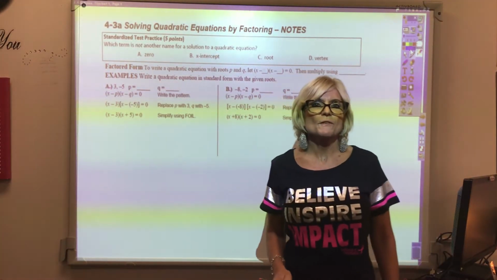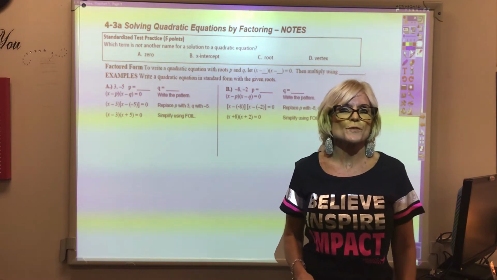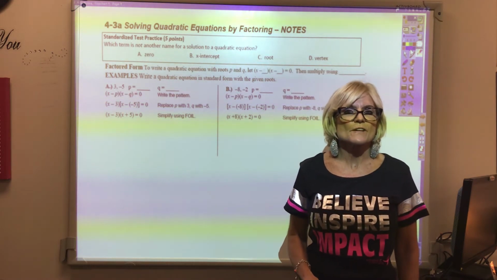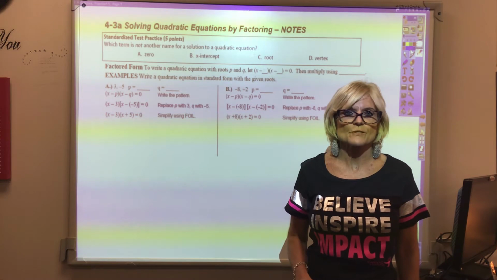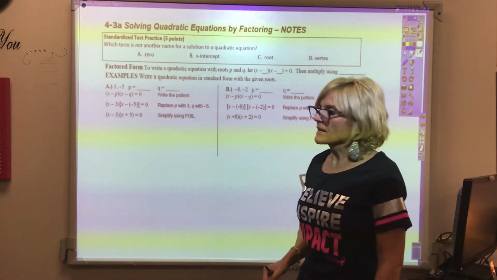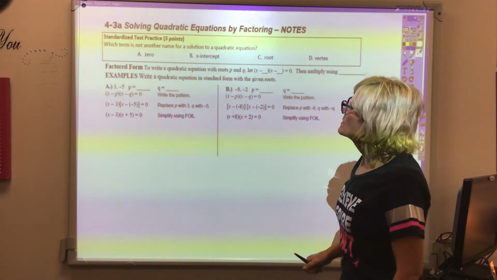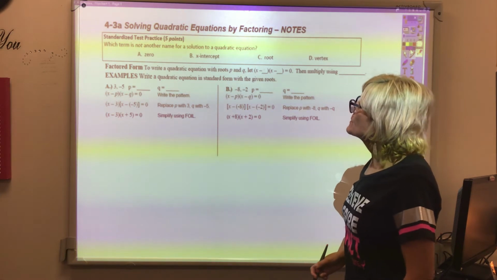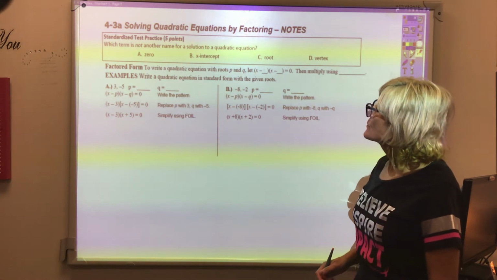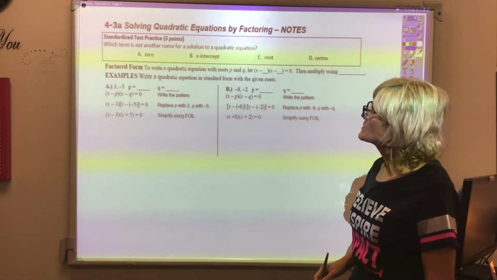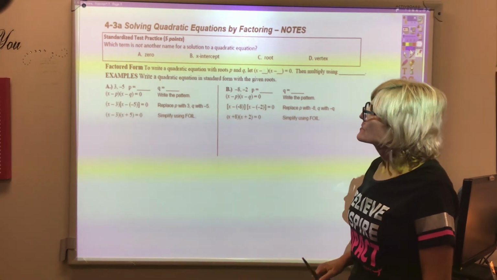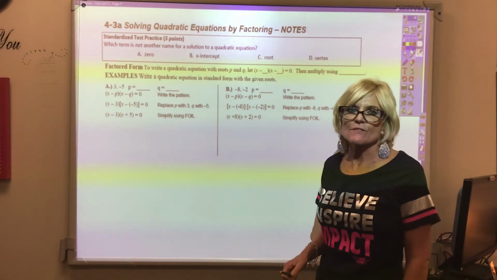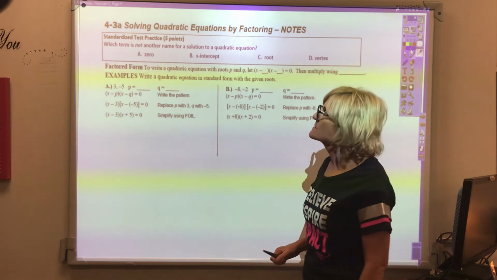Class, today we're going to be solving section 4.3a, solving quadratic equations by factoring. For our standardized test practice problem, we want to know which term is not a name for a solution to a quadratic equation. So we've been studying these over the past couple of sections.